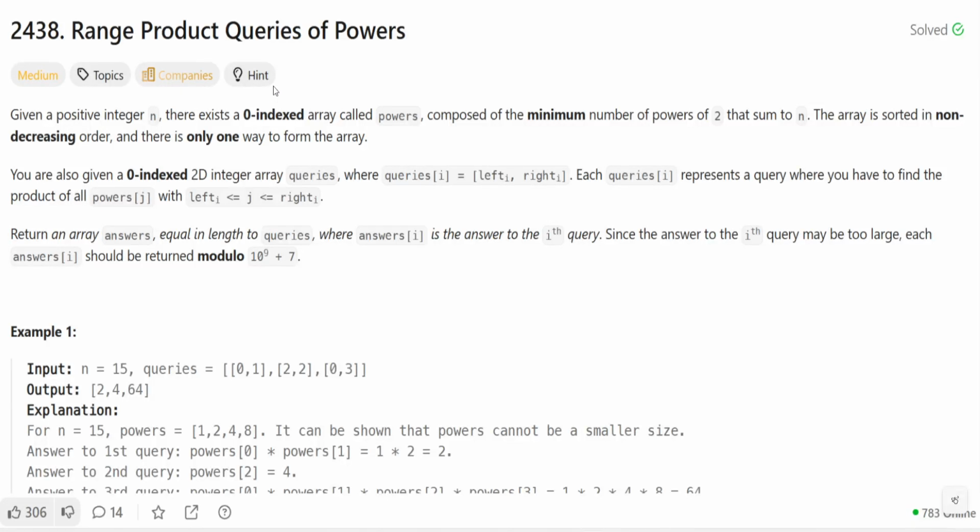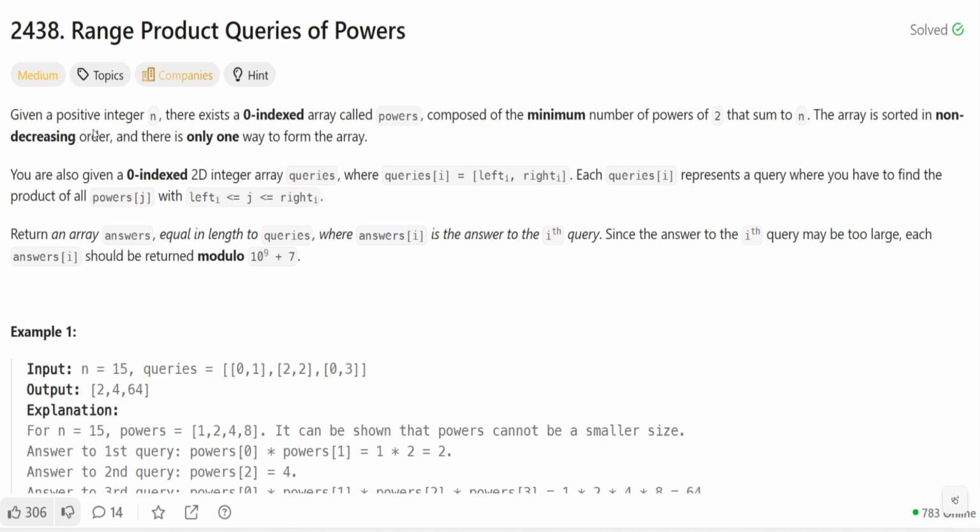Today we are diving into LeetCode 2438, Range Product Queries of Powers. If you ever struggle with range queries, modular arithmetic, or powers of 2, this problem will be your new best friend, and you will understand it clearly because I'm going to start with very basic concepts. Okay, very first, let's understand through the examples what we have been given.